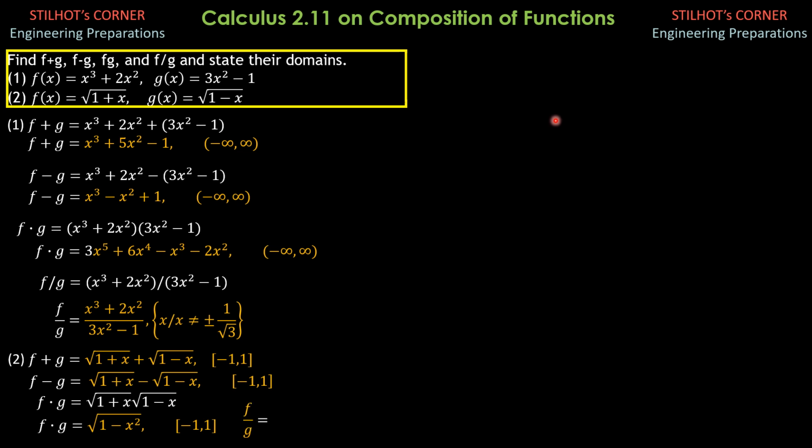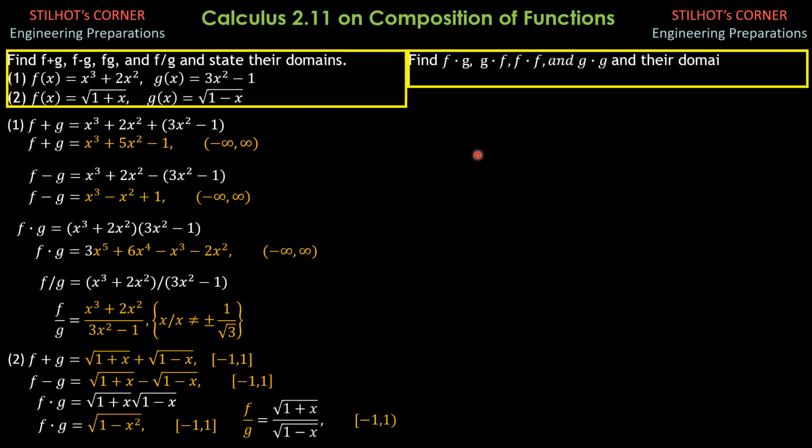Then f divided by g is equal to square root of 1 plus x over square root of 1 minus x. This time, the denominator is 0 and it will become undefined when x is exactly equal to 1. So that's why the domain would be -1, including -1, but not including +1 this time, because the denominator will be exactly 0 when x is 1. So that's it for this problem.